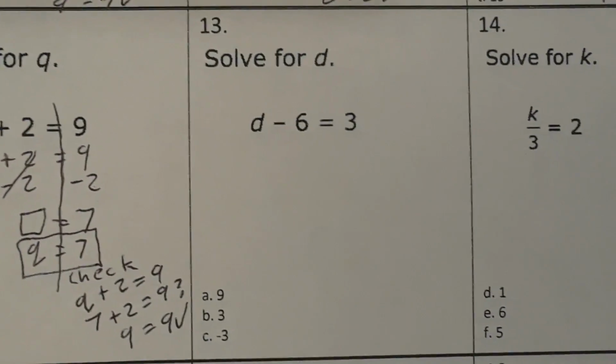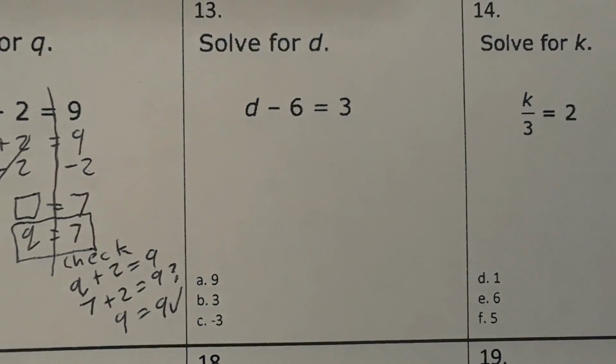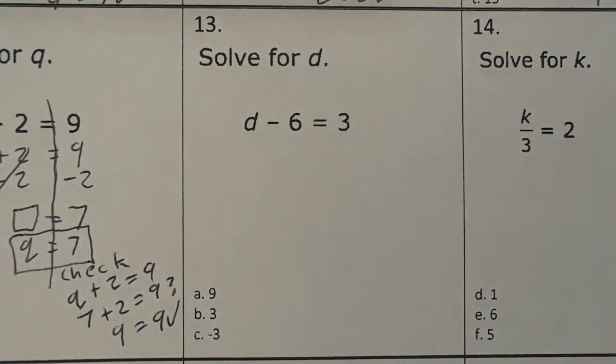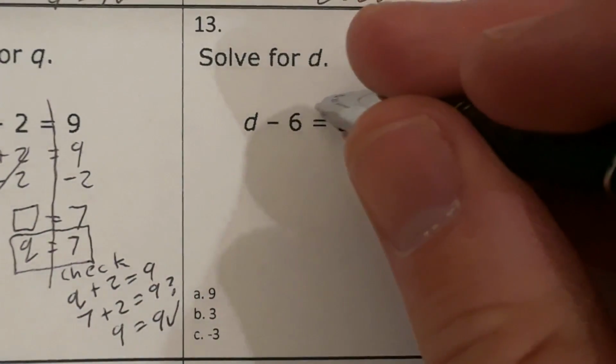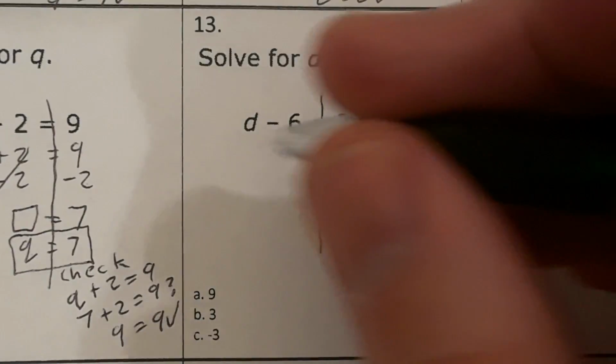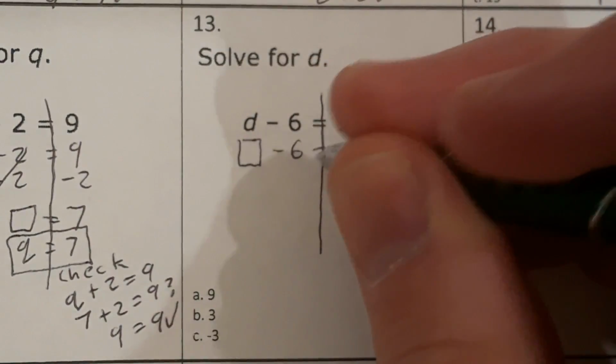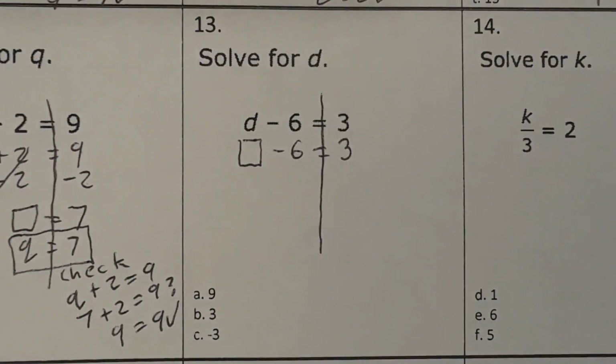Alright, number 13. Solve for the dogs. So think about your first step here. What would you do? First step. If you said the first step was to draw the line or just make it into a first grade easy problem of box minus 6 equals 3, you are absolutely correct. Always make the problem easier when possible.